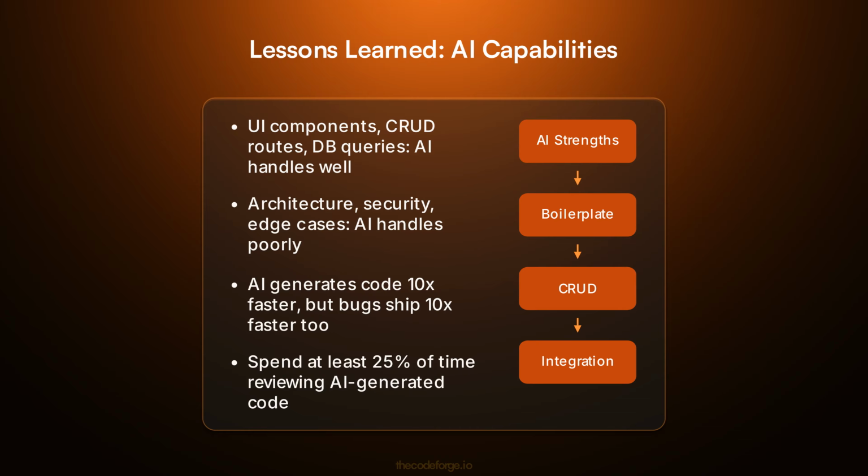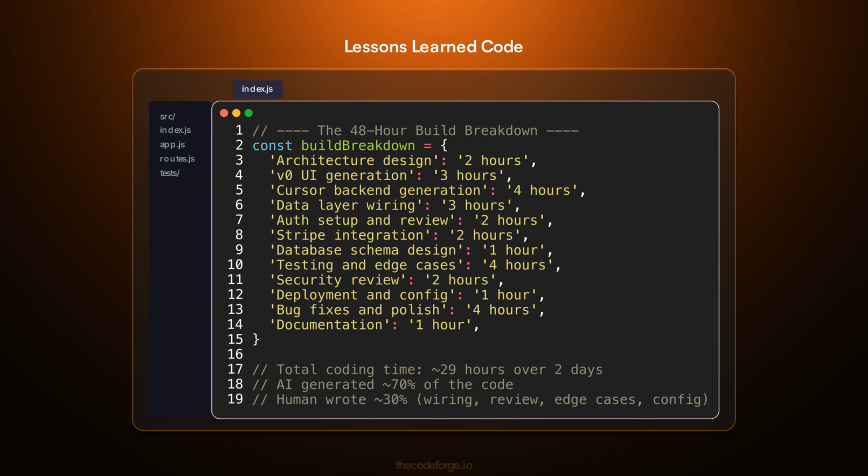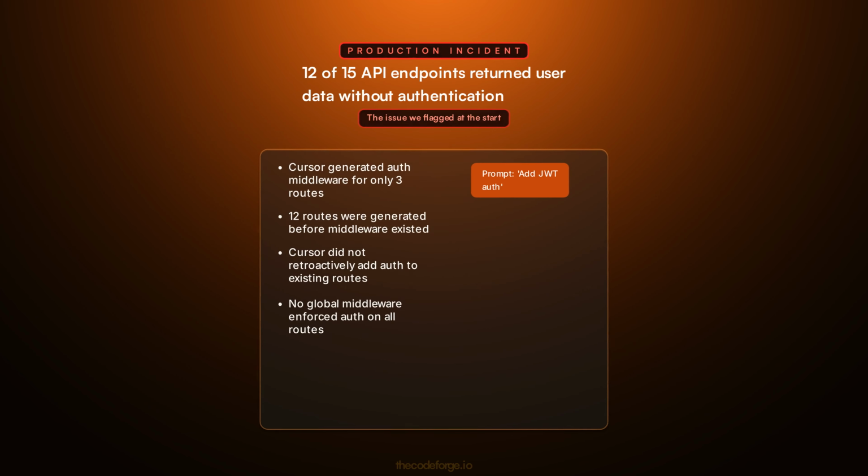However, 8 hours were spent reviewing AI output. Without that review, the app would have shipped with critical bugs. The review process must scale with generation speed. This is the same issue we highlighted at the start. Here's exactly why that happened.